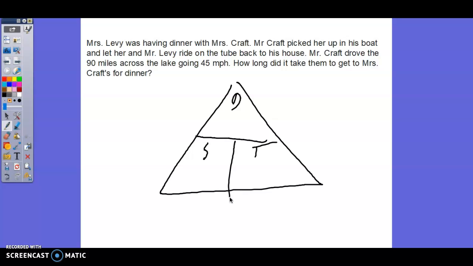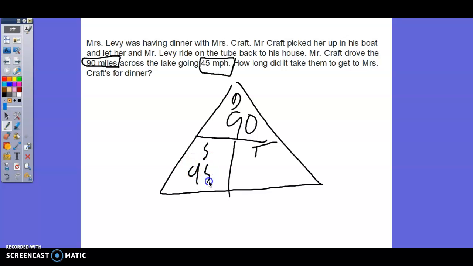Mrs. Levy's having dinner with Mrs. Kraft. Mr. Kraft picked her up in his boat and let her and Mr. Levy ride on the tube all the way back to the house. What a long tube ride this is. Mr. Kraft drove the 90 miles. Is that a distance, a speed, or a time? 90 miles. Going 45 miles an hour on the water. Is that a speed or a time?